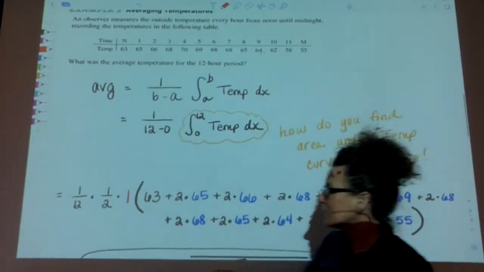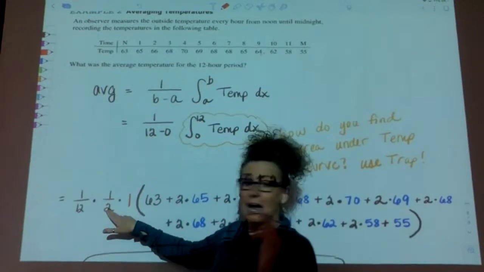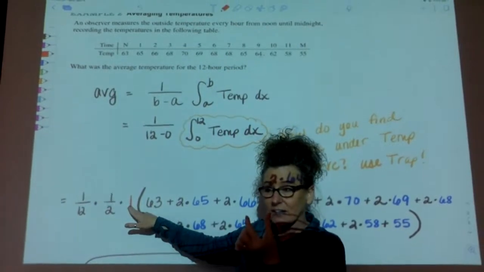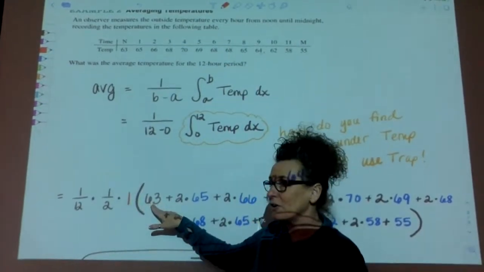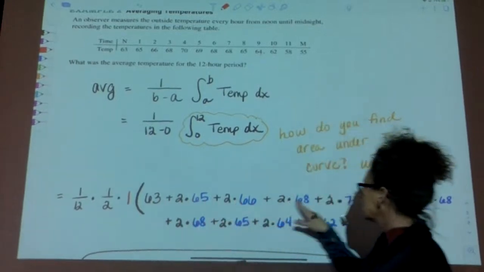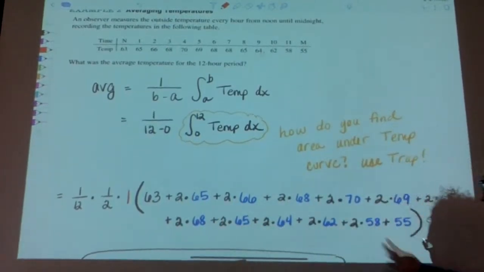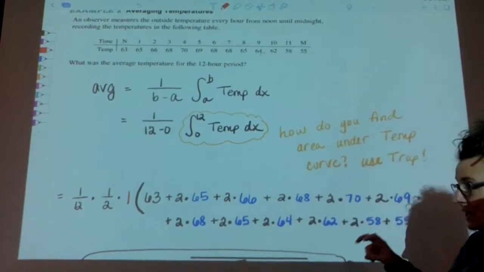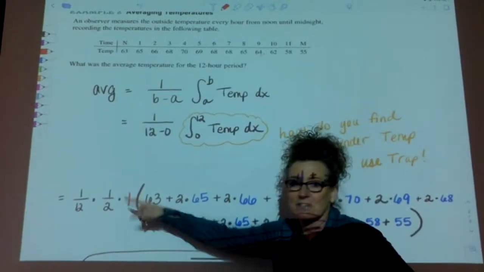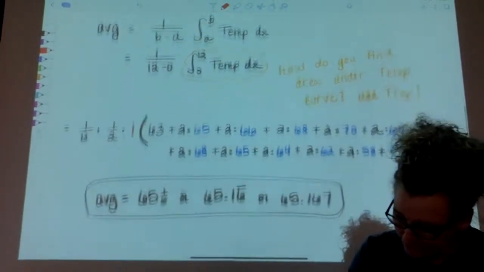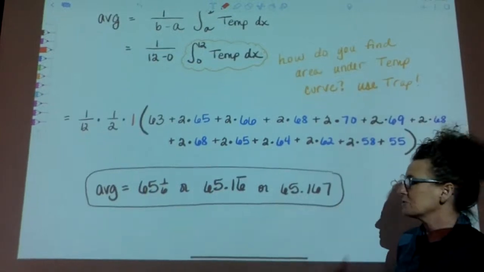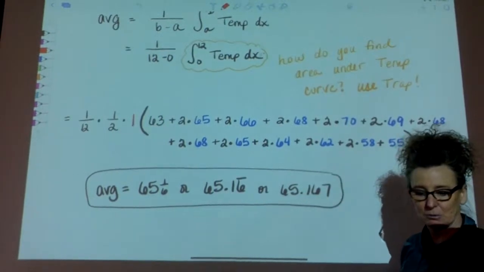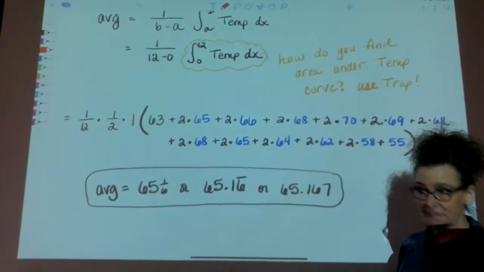So this is how I've set it up. The 1/12 came from here. The 1/2 is in the area formula for a trapezoid. The height of each trapezoid is 1. It's delta x. Use this y value once. Use all of these twice. And use the last one once. How do I know I can do it the short way? That was the same interval throughout. And I got the answer, and I just wrote it 3 ways: as a fraction, as a repeating decimal, and as a decimal rounded to 3 decimal places. All right, have fun making those trapezoids.